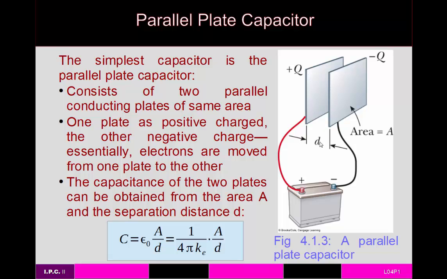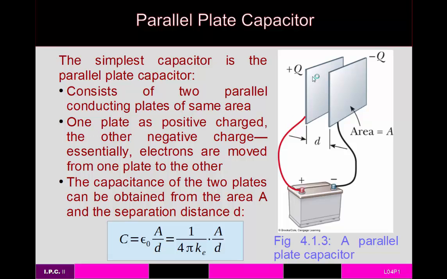So they are separated by some distance d, and that distance d is the same between any two facing points. So these two corners are separated by d, these two are by d, these two are by d. Middle of this and middle of this is by d, center of both is by d, etc.